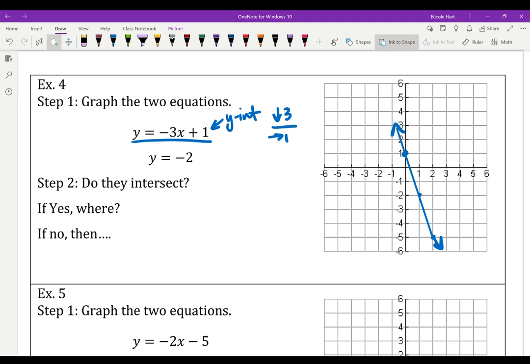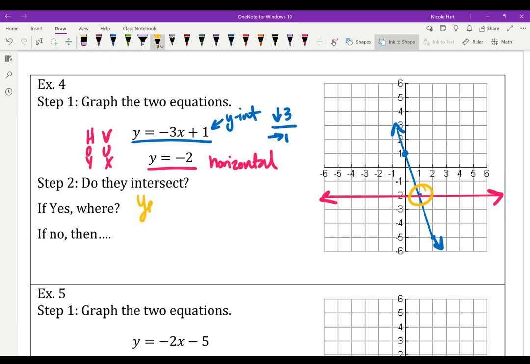Okay. And then we have the line y equals negative 2. So if you remember, y equals a number is a horizontal line at negative 2. So a horizontal line at y equals negative 2. Here we go. So we notice that, yes, these intersect. And they intersect at 1, negative 2, and that is our one solution. Our one solution is at 1, negative 2.